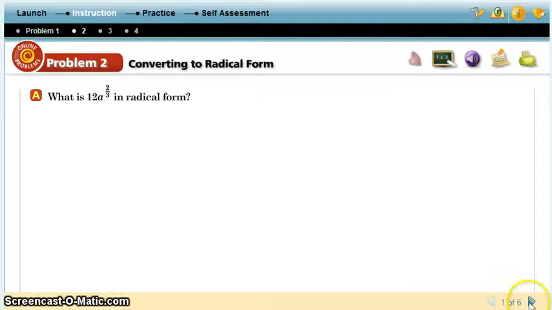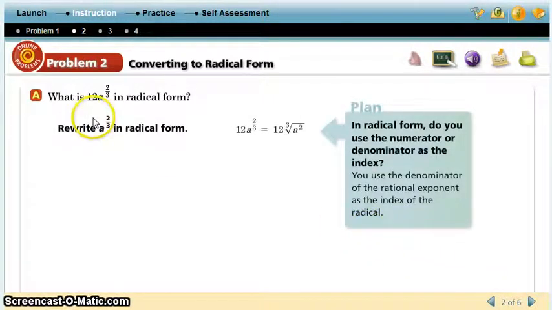So I'm going to bring this up. Let's focus piece by piece. Don't jump through everything here. But what we want to do is we want to, in radical form, do you use the numerator or denominator as the index? Keep that in mind. You use the denominator as your index. That's the degree of your radical, so of your root.